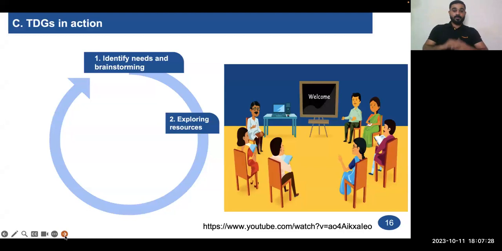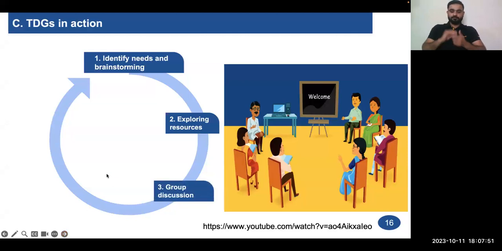Then the second stage was for us to explore the resources. We started exploring various resources online, the books available, and various documentation regarding the phonics approach, any phonics programs, any research that has been conducted, or any case studies available. We started collecting these resources.